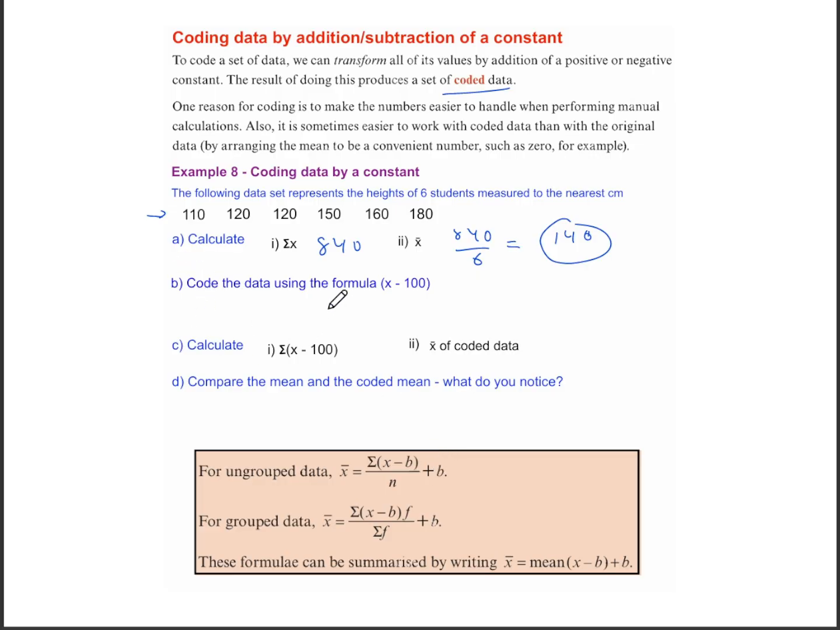Now we're told to code the data using this formula, where you subtract 100 from each of those data points. So 110 minus 100 is 10, 120 minus 100 is 20, 120 minus 100 is 20, then we get 50, then we get 60, then we get 80.